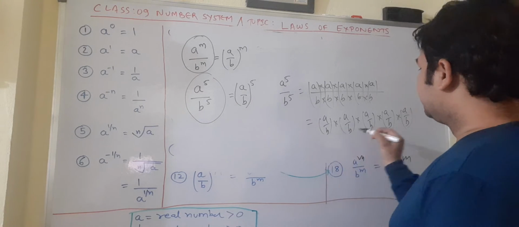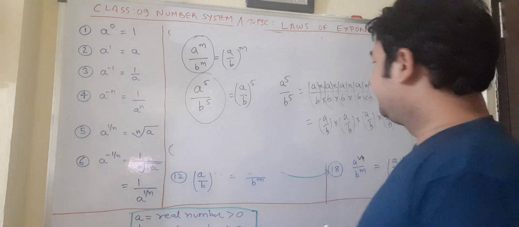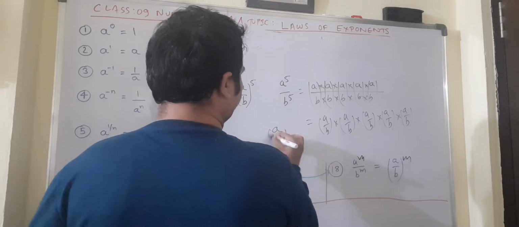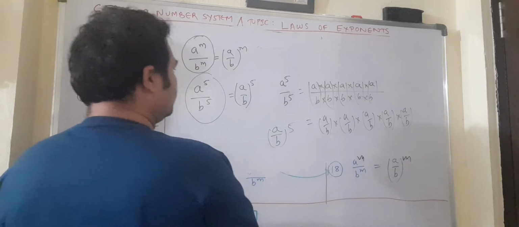So how many times is this a by b repeating? a by b is repeating 5 times. So it will become a by b raised to the power 5.